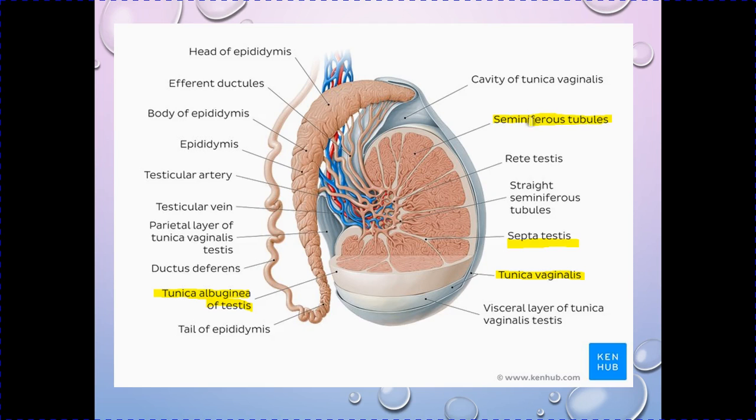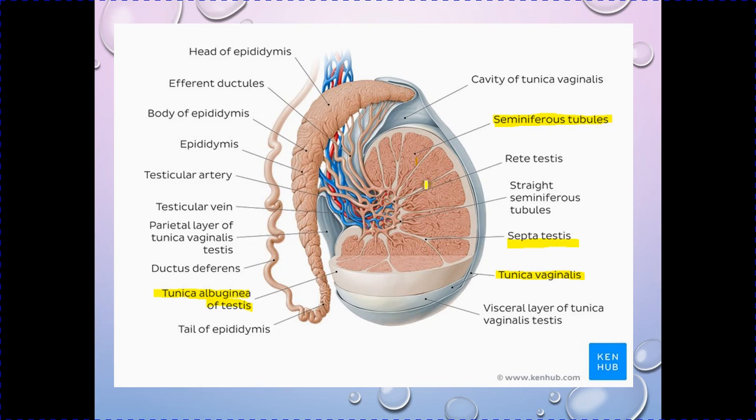When you take the cut section of the seminiferous tubules, their epithelium is called seminiferous epithelium, and it consists of two types of cells, spermatogenic cells and the Sertoli cells. The seminiferous tubules are supported by the intertubular connective tissue, which contains interstitial cells of Leydig, which are responsible for the production of testosterone.